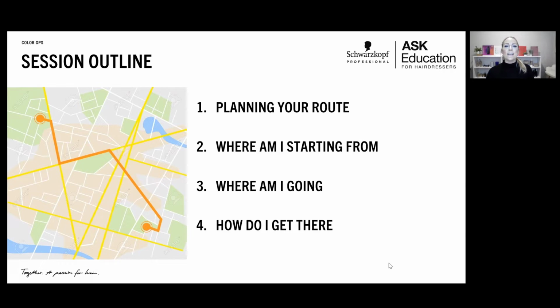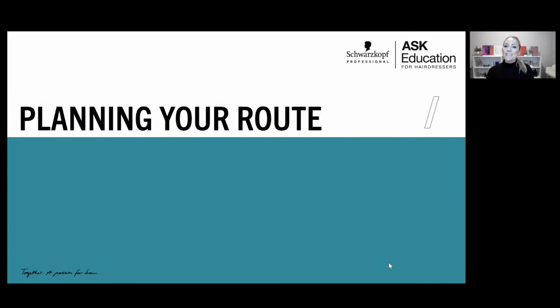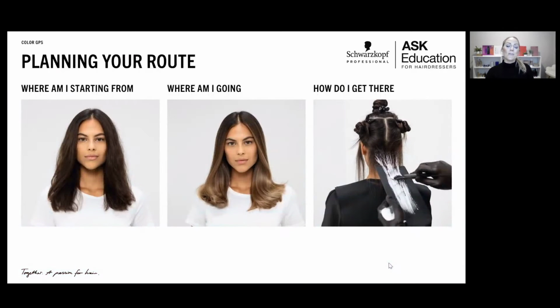So a really, really nice simplified way to look at color so that we can feel less overwhelmed and have a really nice path to follow. So the first things first is planning our route. Again, this is kind of like everything that we're going to touch on today. So where am I starting from? What this really means is looking at the canvas itself, and it's really all about that consultation.